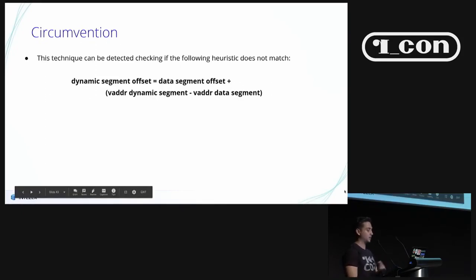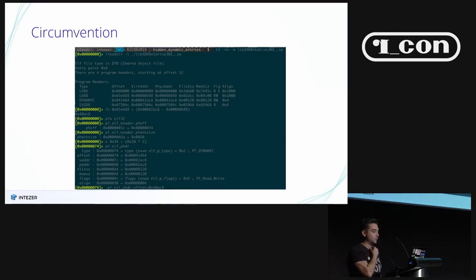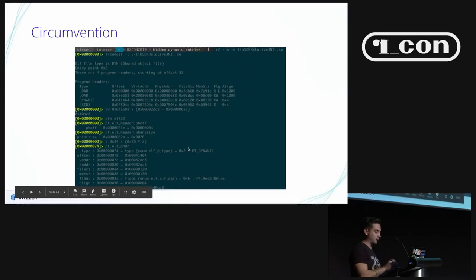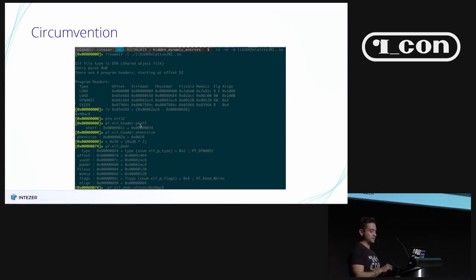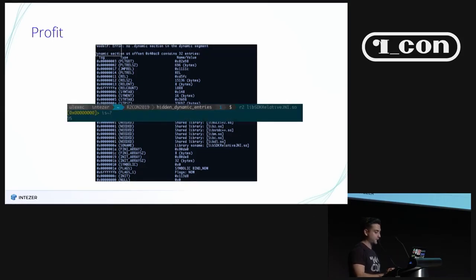To detect this, the way is literally that the dynamic segment offset follows this equation. If we apply that exact equation and restore the right fields, then when we parse the dynamic segment of that file, we see all of this, which is by no means what it was at the beginning of this process. And then if we input this into Radare, finally we get symbols.